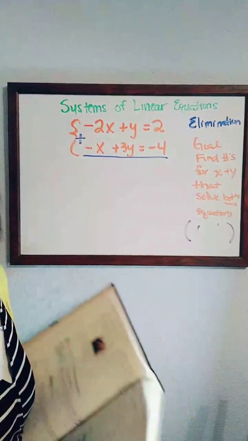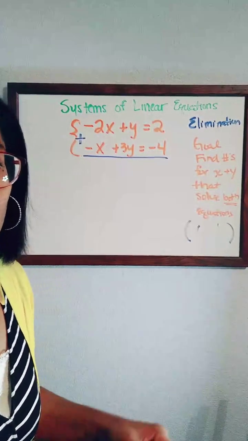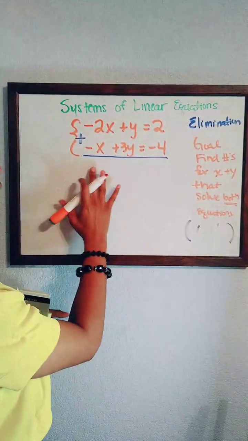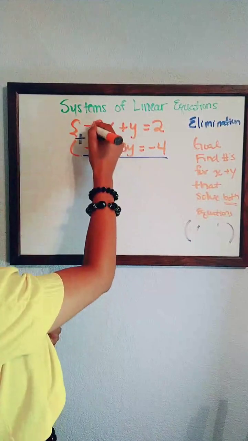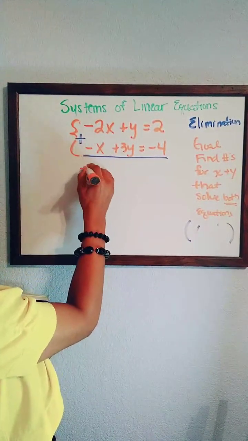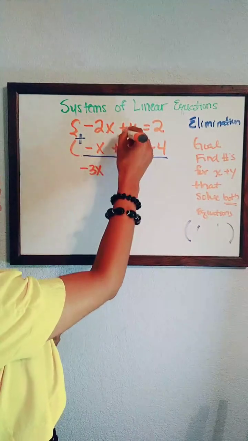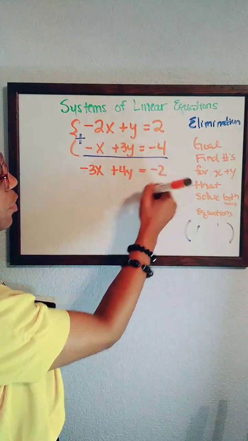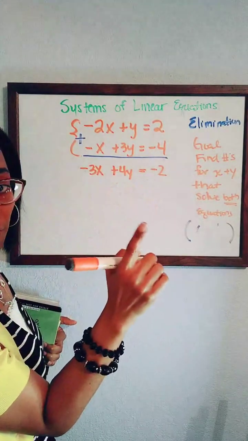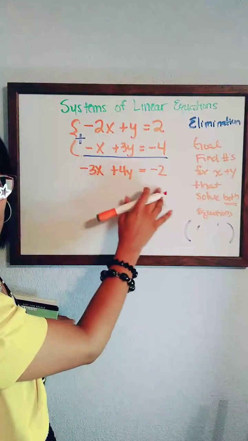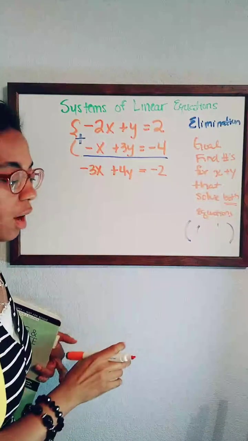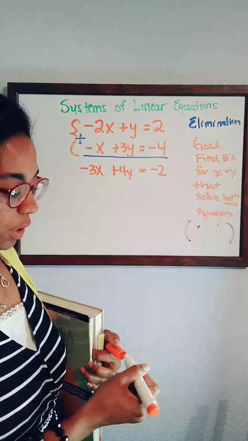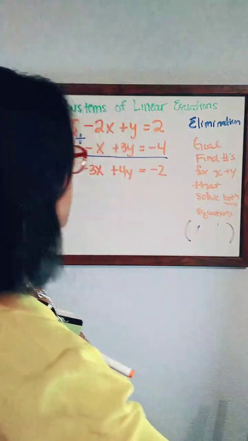Okay. So when I add these together, are any of my variables going to go away? Let's see. Negative, negative, that's going to give me a negative 3x. Positive, positive, plus 4y equals negative 2. I'm supposed to get one variable left. Does this make my variables go away? No. So I have to do a little bit of extra work.